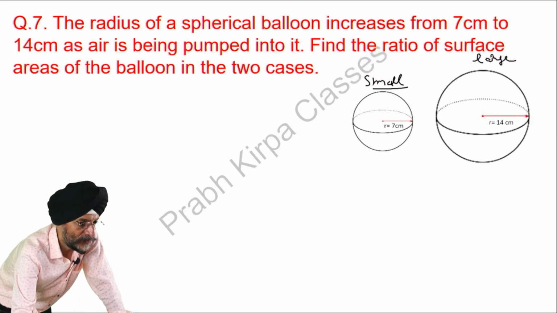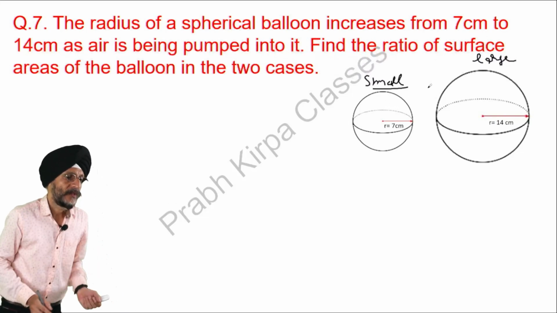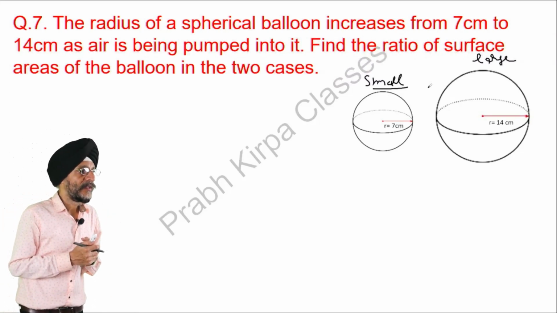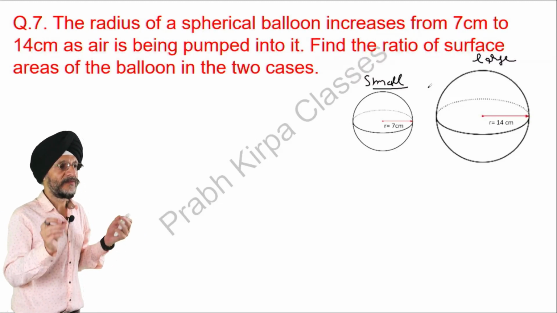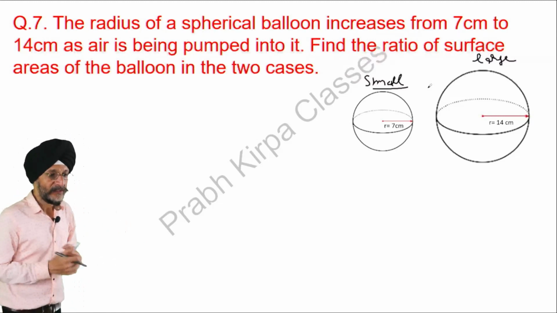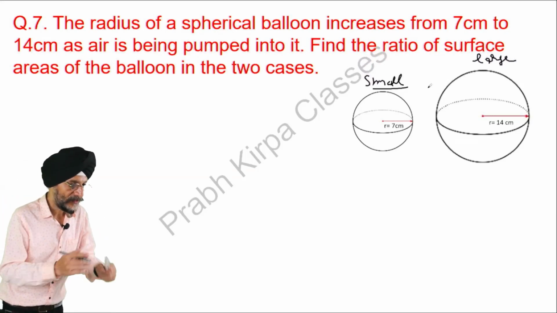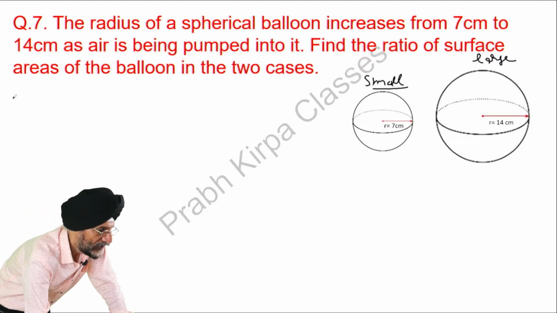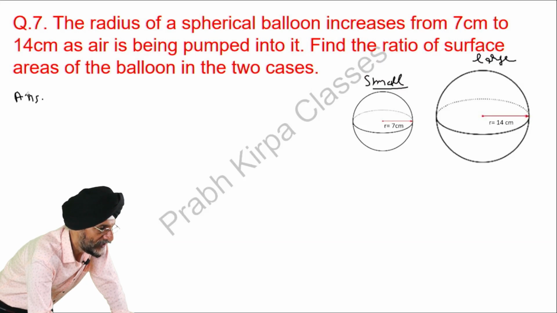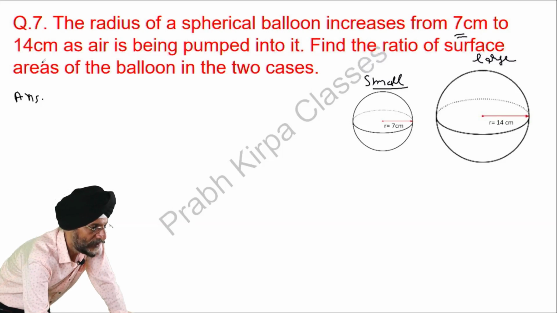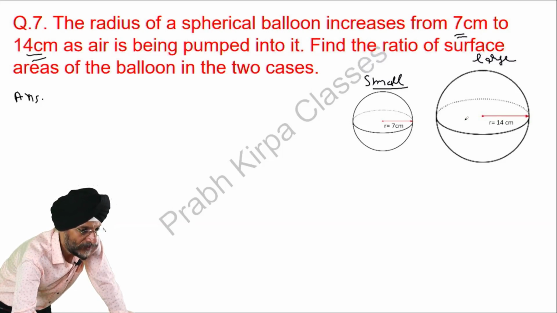Now we have been asked to calculate the ratio of surface area of the balloon in two cases. In our earlier questions, radius or diameter was given and we had to calculate the surface area, and the formula was very simple, 4 pi r square. This question is also very simple, though it appears to be somewhat difficult. Now let us see how we will solve it. Answer. Here what has been given? That the radius increases from 7 centimeter to 14 centimeter, from here to here.